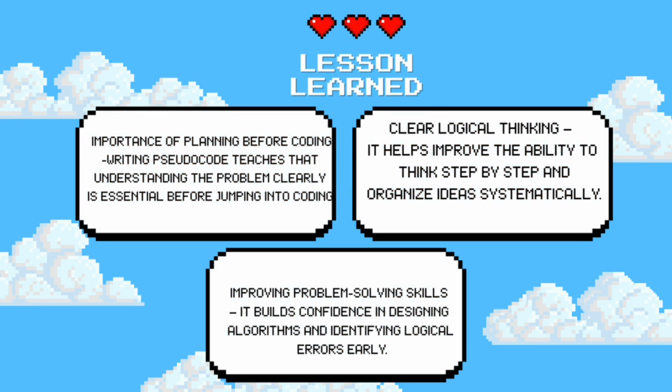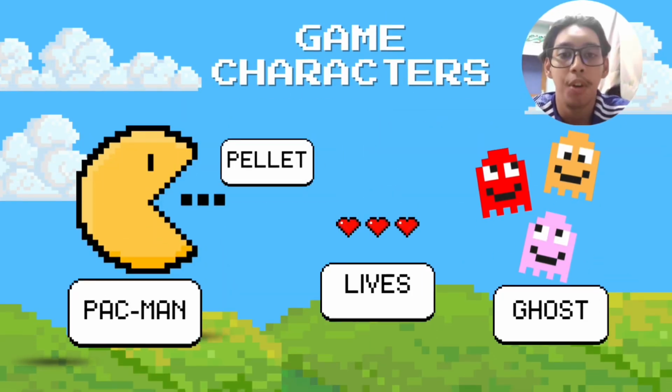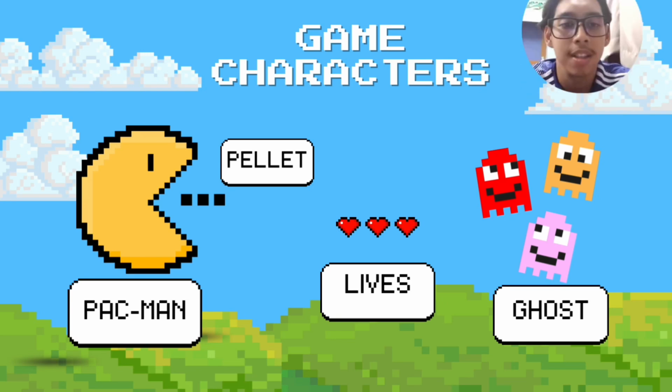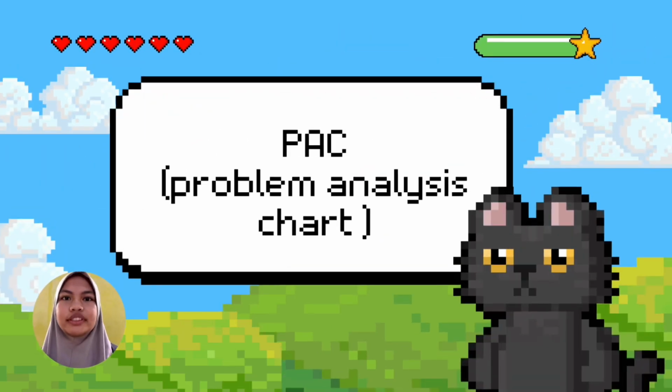Our main challenges are: it's hard to think of suitable code, running the game, and the process of making the map. So based on our project, the lessons that we learned are the importance of planning before coding, clear logical thinking, and improving problem-solving skills.